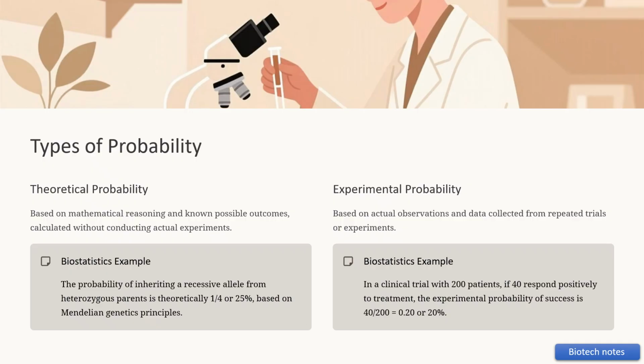So basically, when we conduct an experiment on 200 patients for some medicine or treatment, if 40 people out of 200 respond positively or get well after getting the treatment, then the probability of success of the drug or medicine is 40 out of 200, that is 20%.